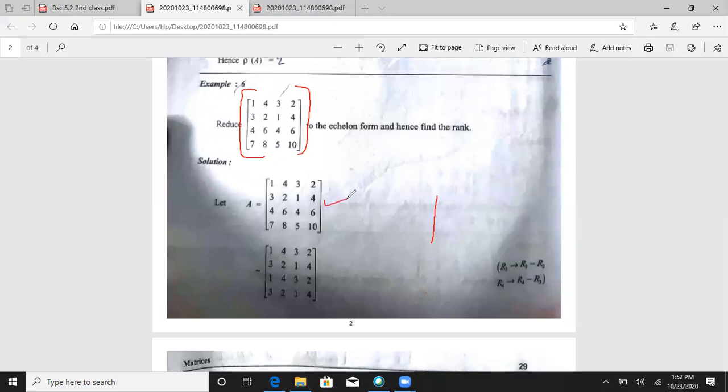Next, the operation R3 equal to R3 minus R2. Here 1 is there, so we keep the first row as it is, and the second row, that is 3, 2, 1, 4, also as it is. Then R3 equal to R3 minus R2. Write the first row same, the second row same as it is, then come to R3 and operate here only, R3 minus R2.